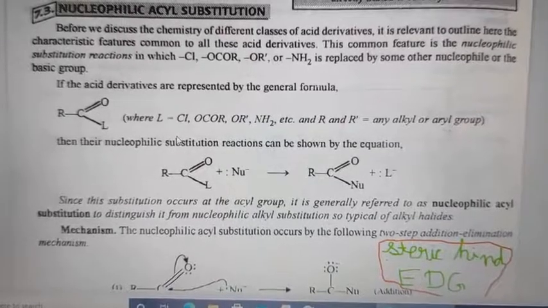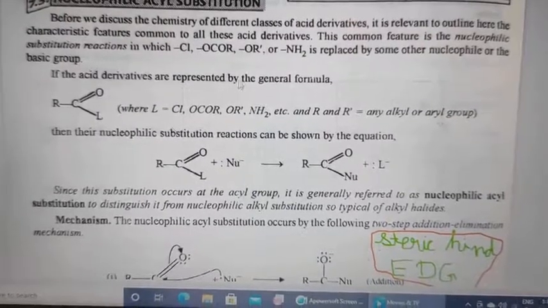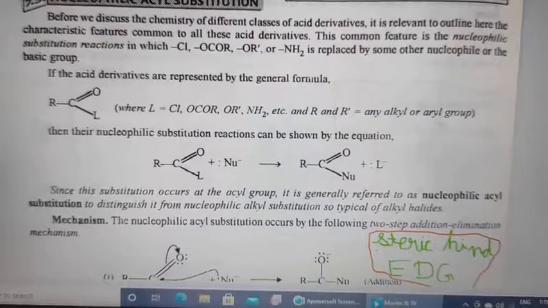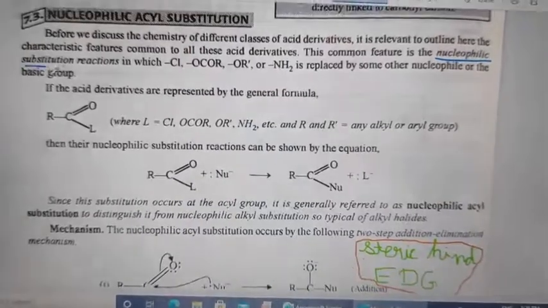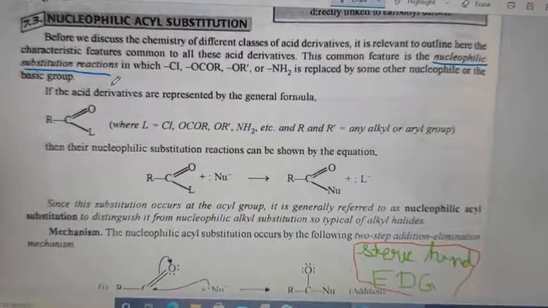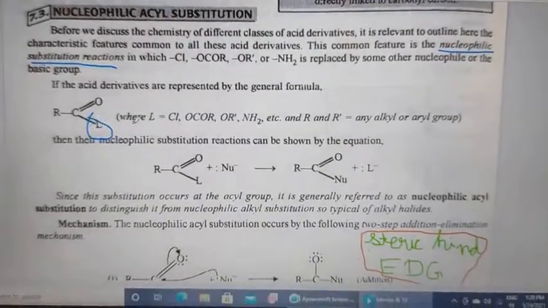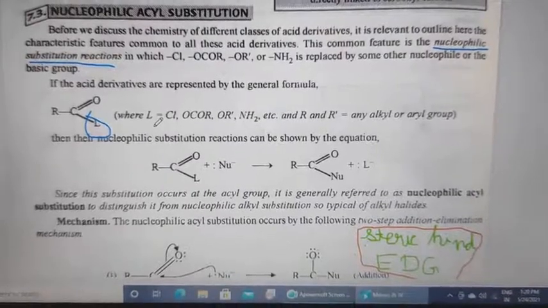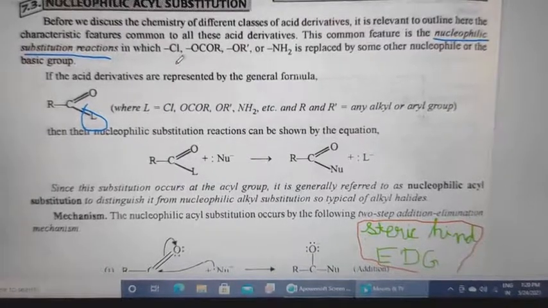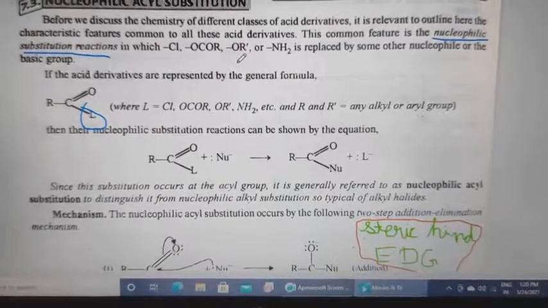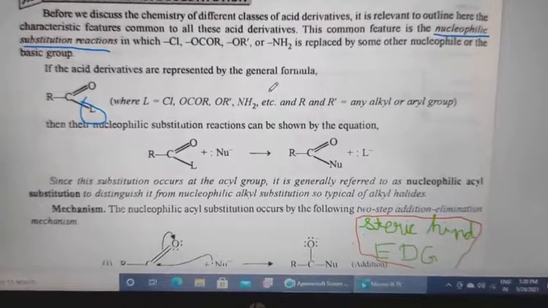These acid derivatives have a carbonyl group, so these compounds undergo nucleophilic substitution reactions. Because the attacking reagent is a nucleophile and the overall reaction is a substitution reaction, the L group is replaced by the nucleophilic reagent. So it is a substitution reaction in which chlorine, ester group, OR group, or NH2 group is replaced by another nucleophile or basic group.